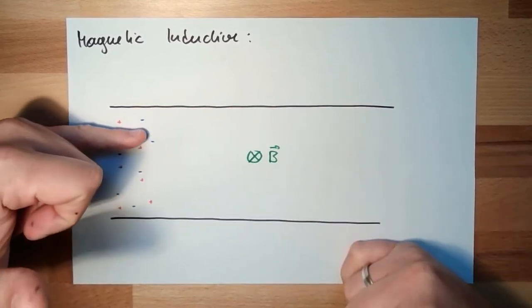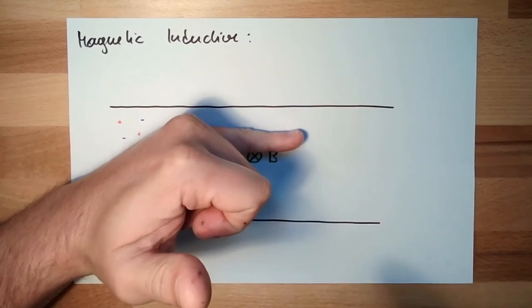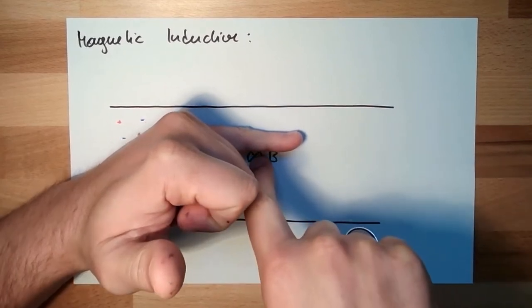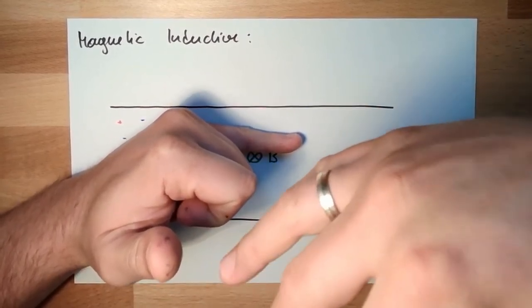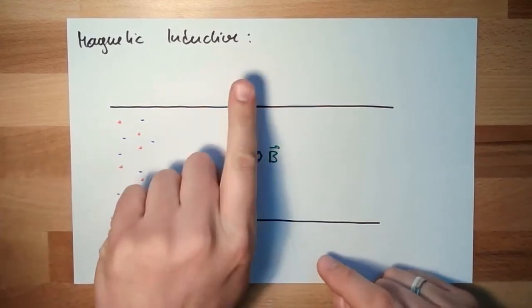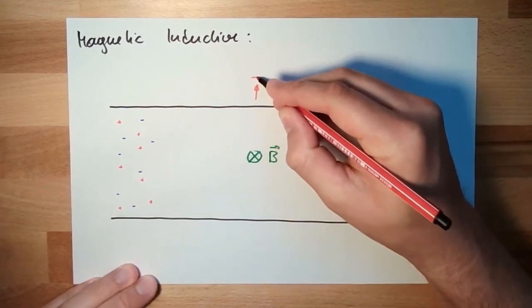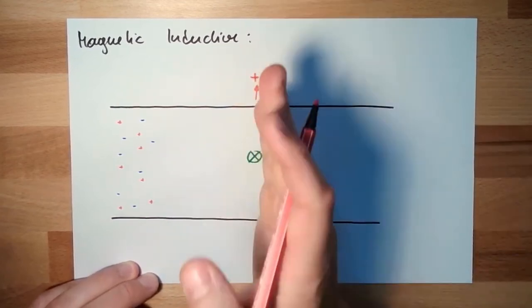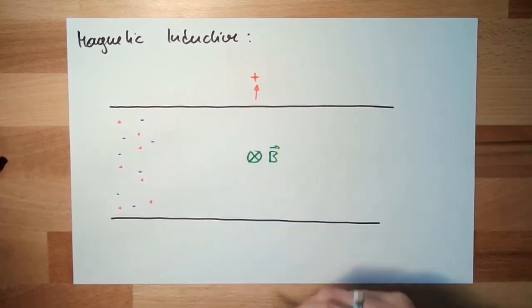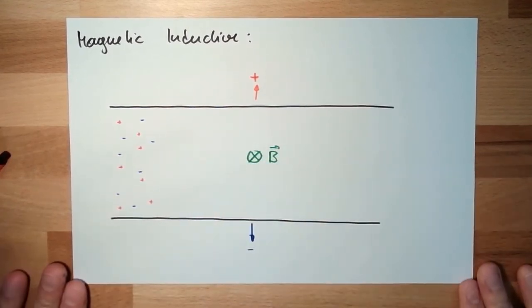So now if a positive particle is running that way, and we do have magnetic force, then it will turn like this. This means on positive particles the force is in this direction. Plus the positive particles will receive a force in this direction. And the negative particles will have a force in this direction. If the magnetic field is here.